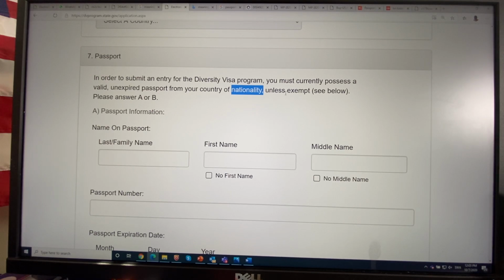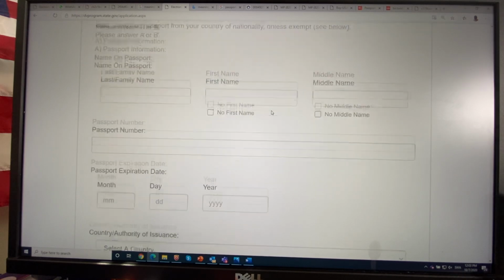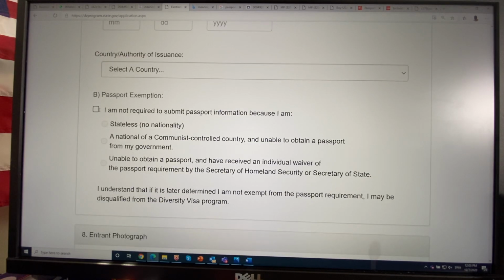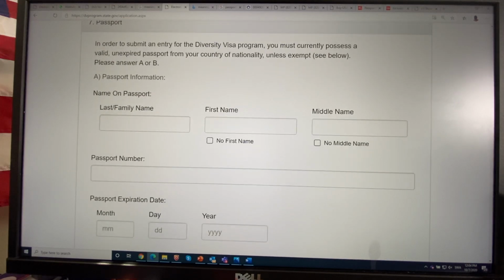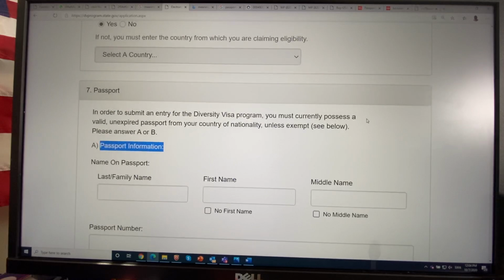unless you have an exemption. In this video I'm going to explain to you about exemption, because some people come and say, oh, I'm not able to acquire a passport, I don't have a passport. I'm going to explain what that means. So remember, when you are going to fill the form, you are going to fill in the passport information. Again, the names, I've already explained about the names.